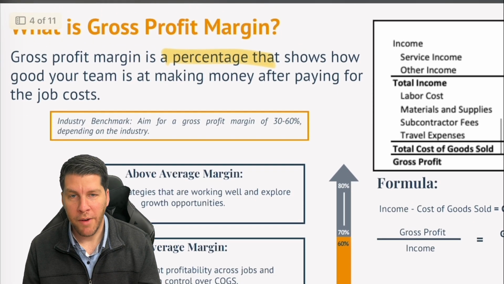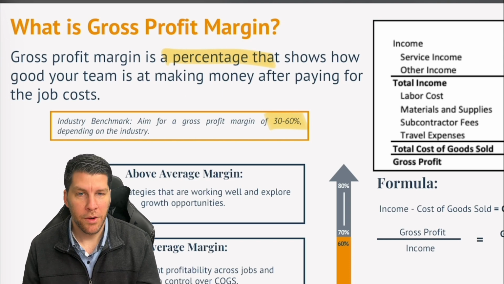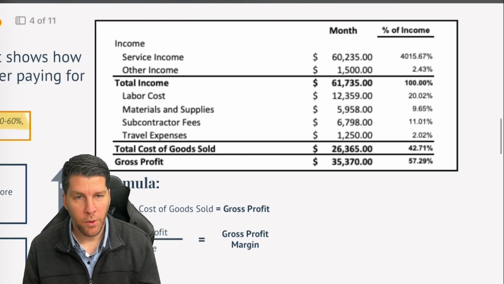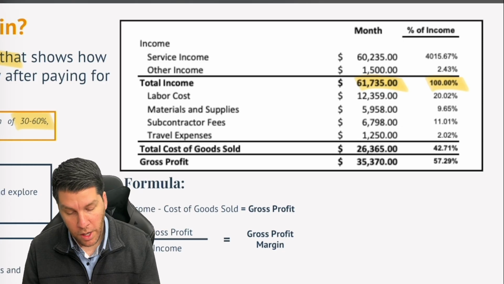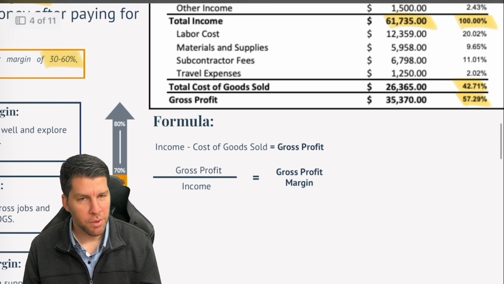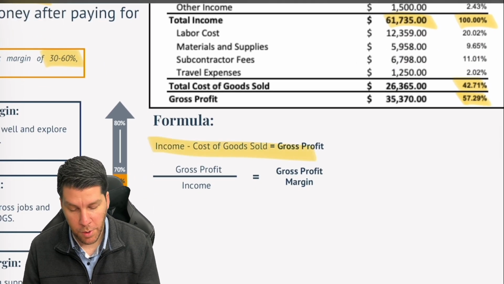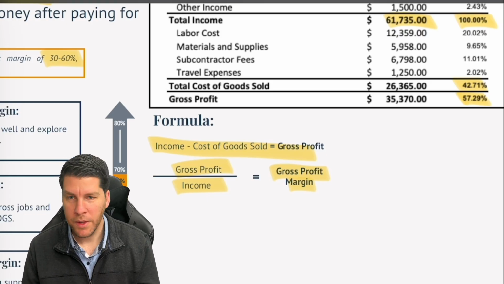And for your gross profit margin, in the industry, kind of the inverse of the other numbers, 30 to 60% is what we're looking for here. So in our example, again, our total income is 100%, the total cost of goods sold is 42.71, and the gross profit margin in this scenario would be 57%. Here's some simple math to figure that out, just to get your gross profit, and then some simple division for your gross profit margin, which really helps when you're looking at numbers very quickly.